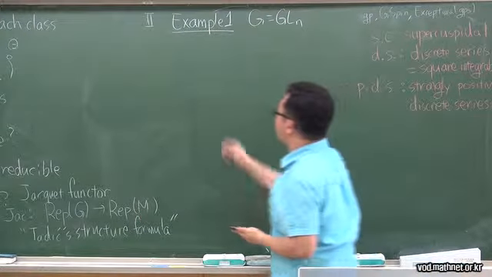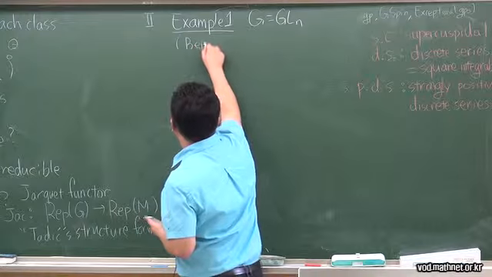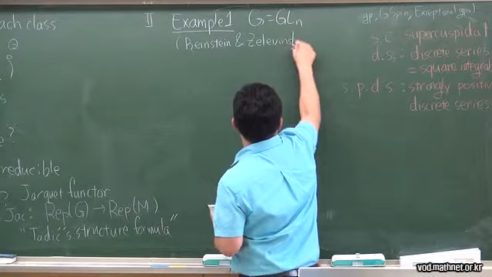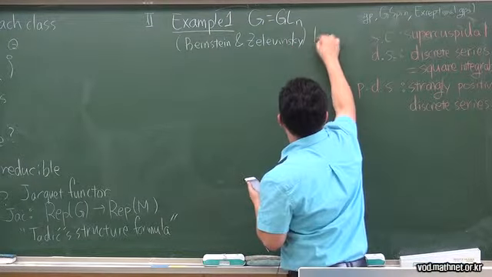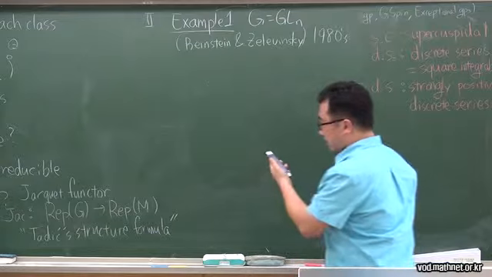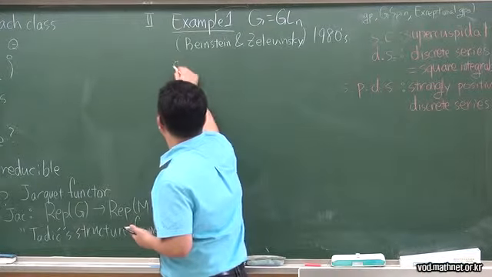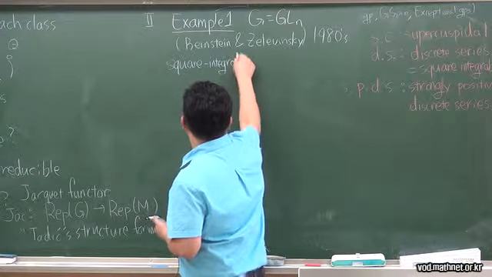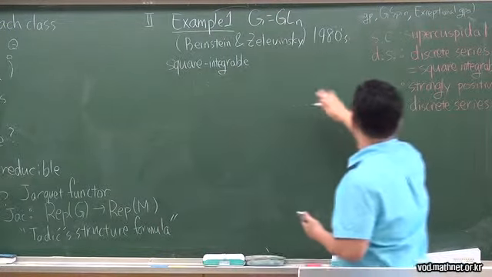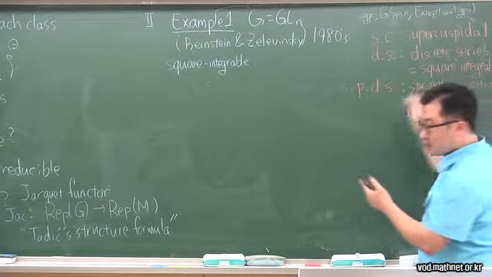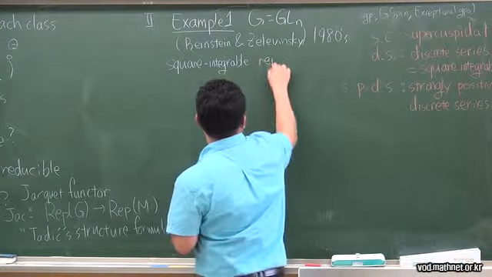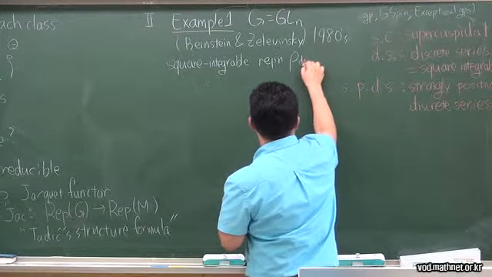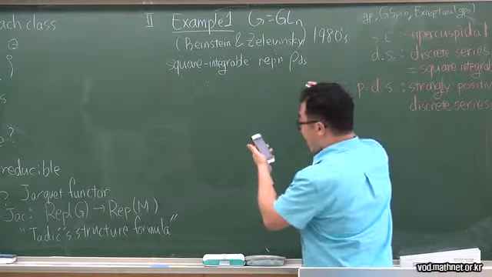In this case, it is constructed by Bernstein and Zelevinsky in the 1980s. He says square integrable, which is another name for discrete series, the same as this one. Discrete series representations, rho, and I'm going to write down ds here, meaning that this is discrete series, of GLN.